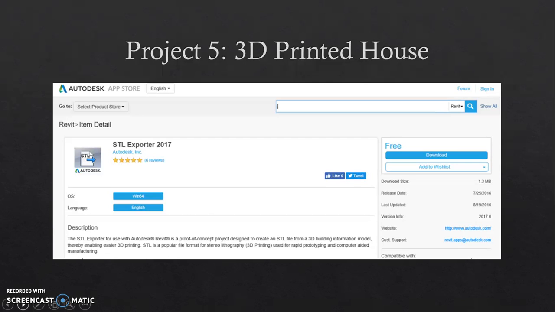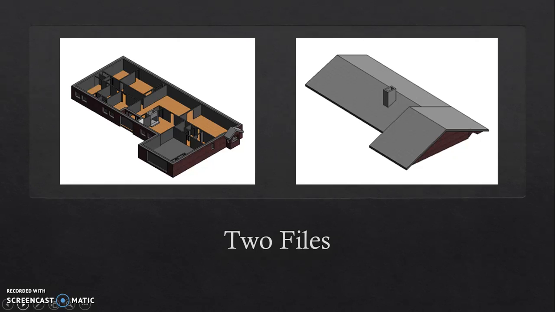So I wanted to 3D print my ranch-style house for my fifth project, and I used a video from YouTube in order to see how I would 3D print it from Revit, and I ended up having to download and install an STL exporter, which was this. And next, I had to go back into Revit and save the house as 2 separate files in order to 3D print the roof as a separate piece from the house.